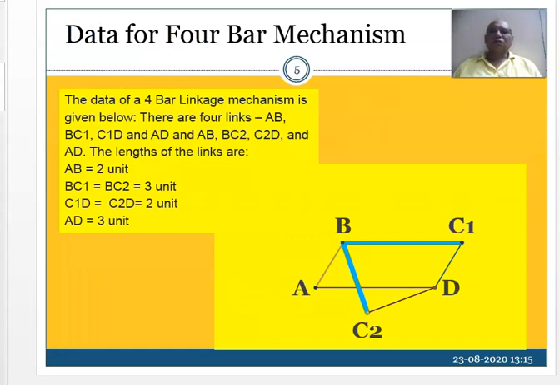This data was given for solving the problem. The data for the 4-bar linkages mechanism is given below. There are 4 links AB, BC1, C1D and AD, and AB, BC2, C2D and AD. The lengths of the links are: AB is 2 unit, BC1 is equal to BC2 is equal to 3 unit, C1D is equal to C2D is equal to 2 unit, and AD is 3 unit.